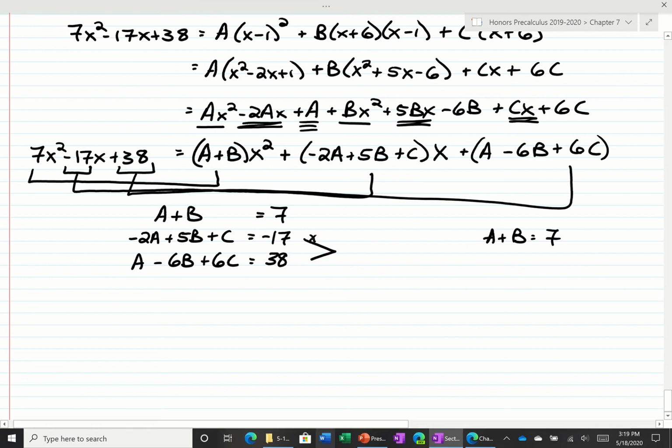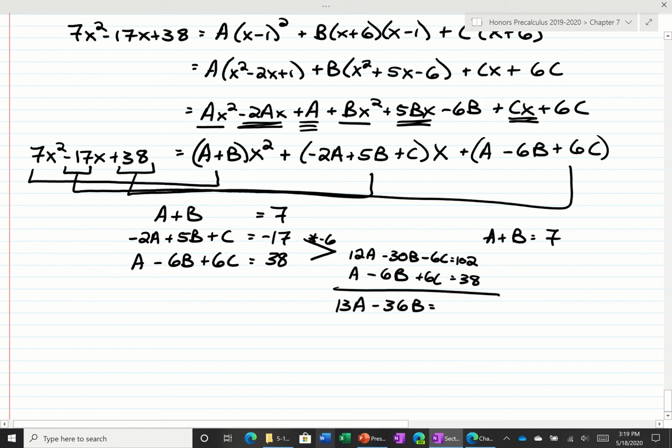So let's see what we could do here. If we multiply the top by -6, we get 12a minus 30b minus 6c is equal to -17 times -6 is 102. And we're adding that with a minus 6b plus 6c is equal to 38, giving us 13a minus 36b is equal to 140. And we'll combine that with the a plus b equals 7.